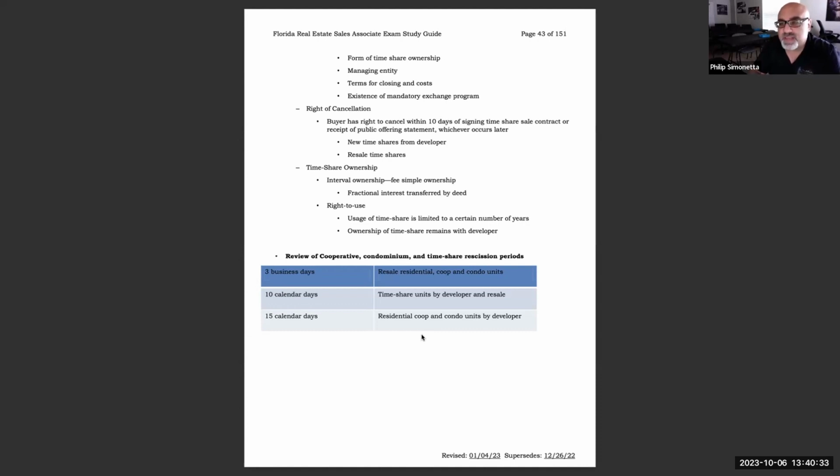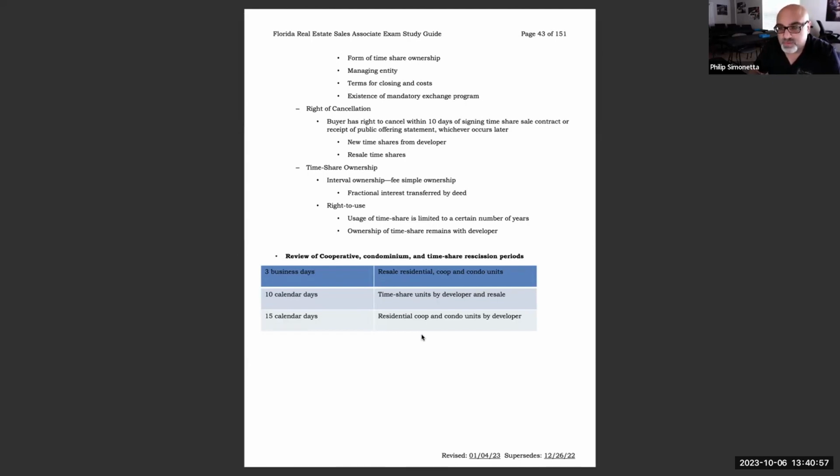Okay, right of cancellation. A timeshare is different than the others. The buyer has the right to cancel within 10 days of signing a timeshare sale contract or receipt of the public offering statement, whichever occurs later. That 10-day period is for new timeshares from a developer and also resale timeshares. So on this one, it's 10 days either way.